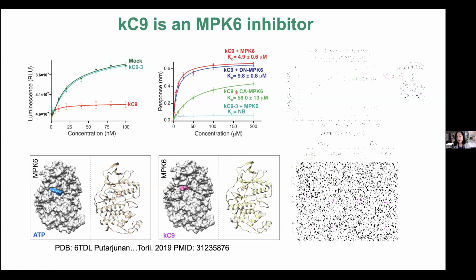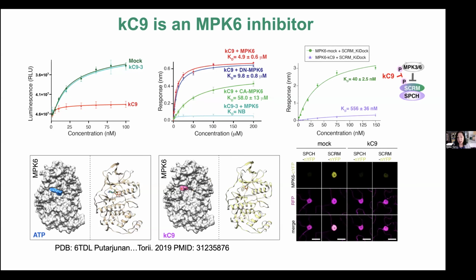We further show it's not just the kinase activity: the binding of KC9 to MPK6 inhibits MPK6 binding to its downstream target, SCREAM. You can see that in a BiFC here: the SCREAM binding with MPK6 decreased upon KC9 application. So it also inhibits the binding of MPK6 to downstream targets. Therefore, downstream SCREAM and SPEECHLESS become highly active and make more stomata.